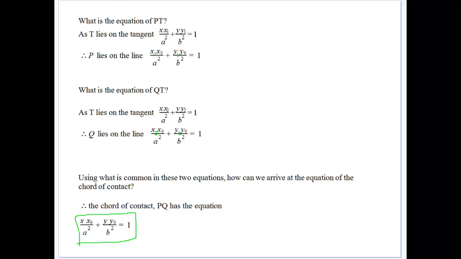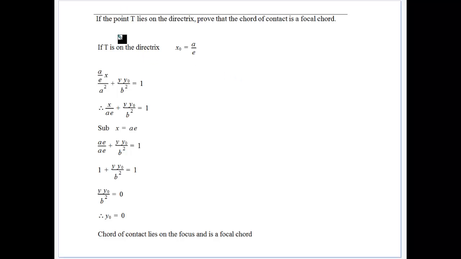Now, we're going to use that in other problems. If we have a look at that point T for a special situation, if the point T is on the directrix, we get the idea it's a focal chord, similar to what we had in Extension 1 with the parabola. So the same idea. If it is on the directrix, x would be a on e.